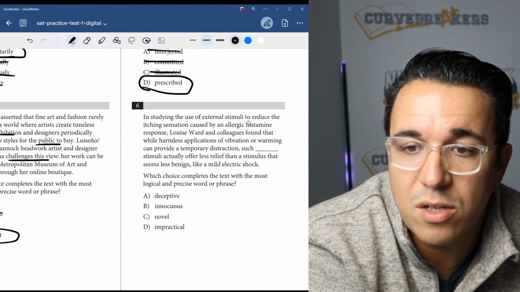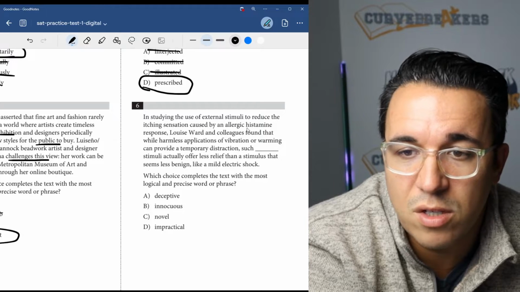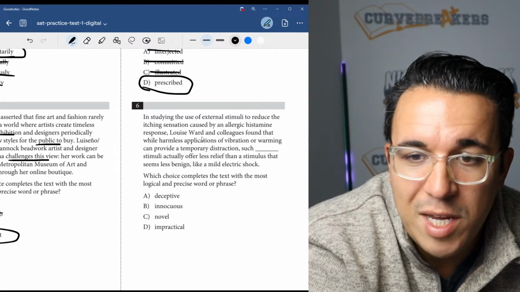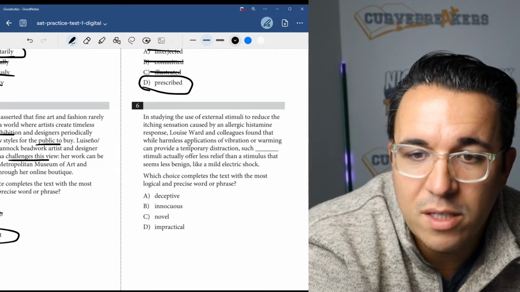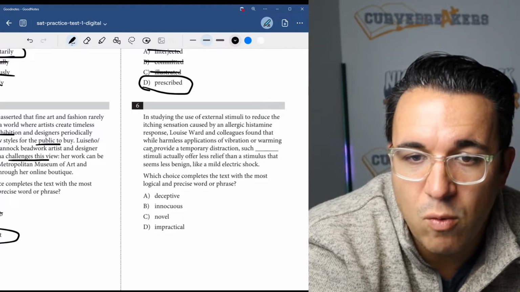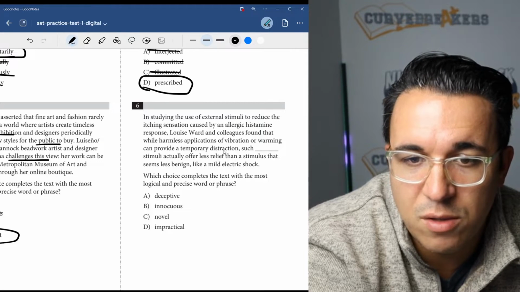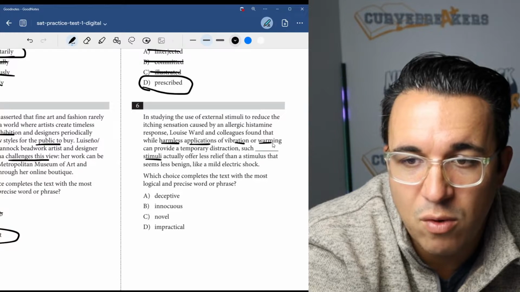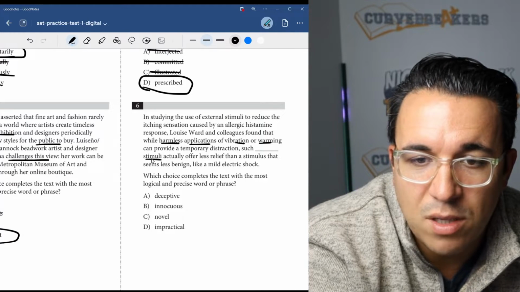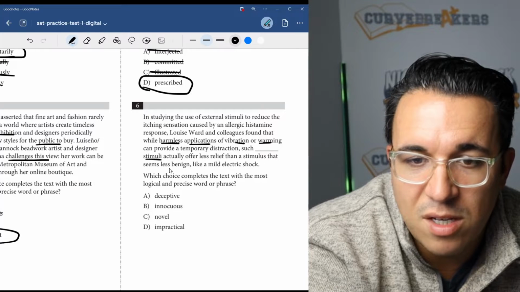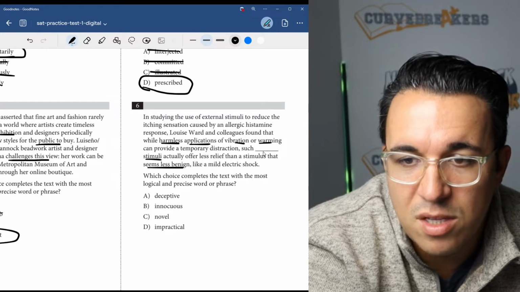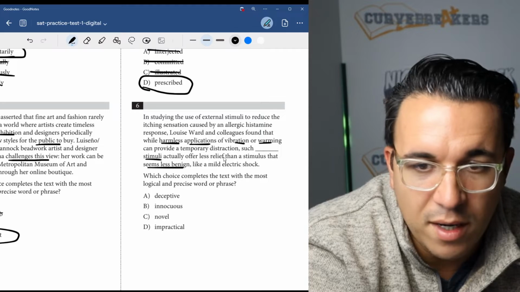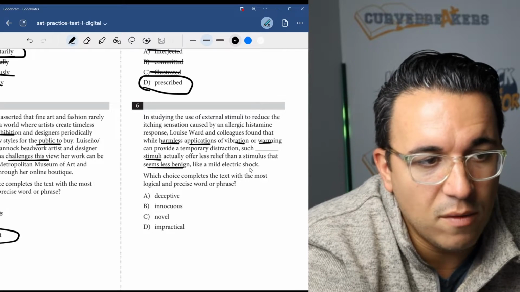In studying the use of external stimuli to reduce itching sensation caused by allergic histamine response, Louise Ward and colleagues found that while harmless applications of vibration or warming can provide temporary distraction, such blank stimuli actually offer less relief than a stimulus that seems less benign. So these would be benign stimuli, right? Because then they're talking about a contrast of less benign stimuli.